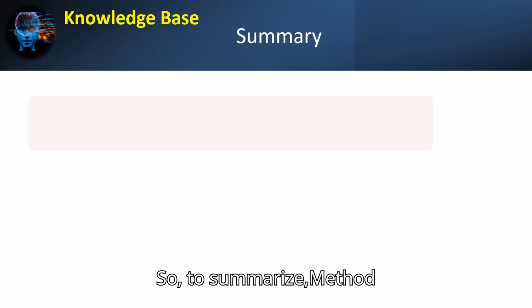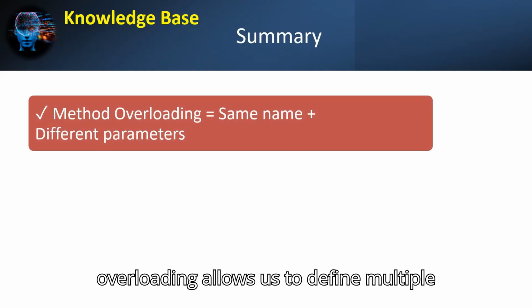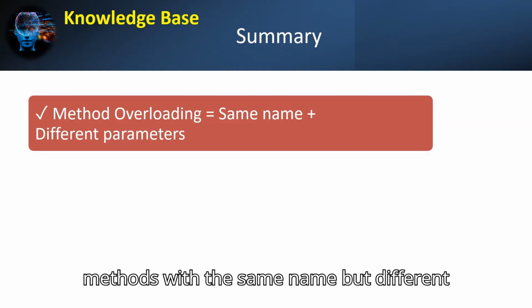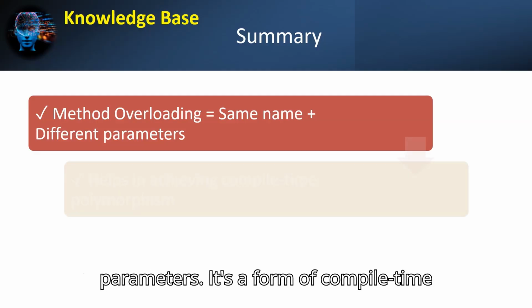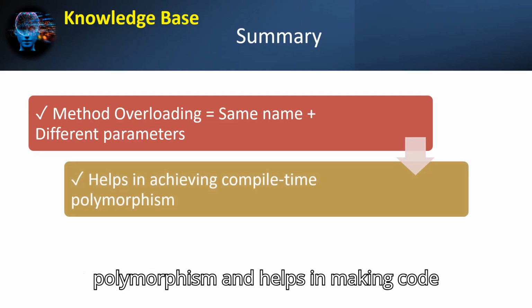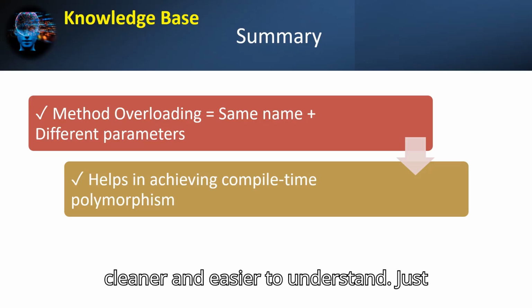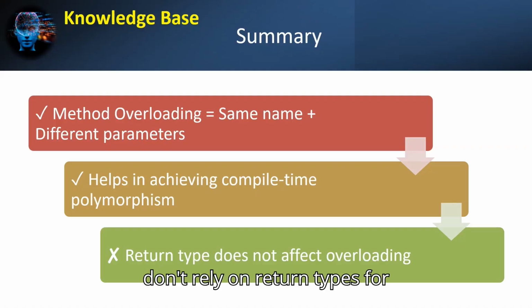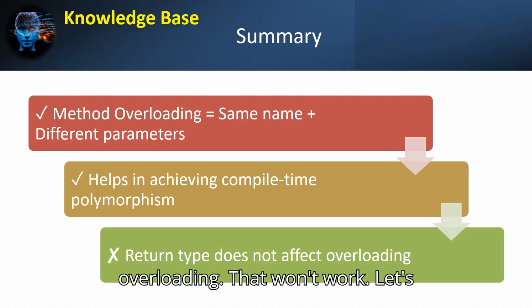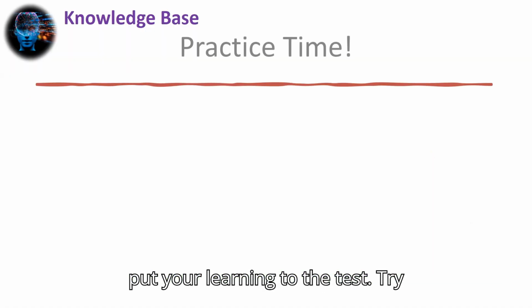So, to summarize, method overloading allows us to define multiple methods with the same name but different parameters. It's a form of compile-time polymorphism and helps in making code cleaner and easier to understand. Just don't rely on return types for overloading. That won't work. Let's put your learning to the test.